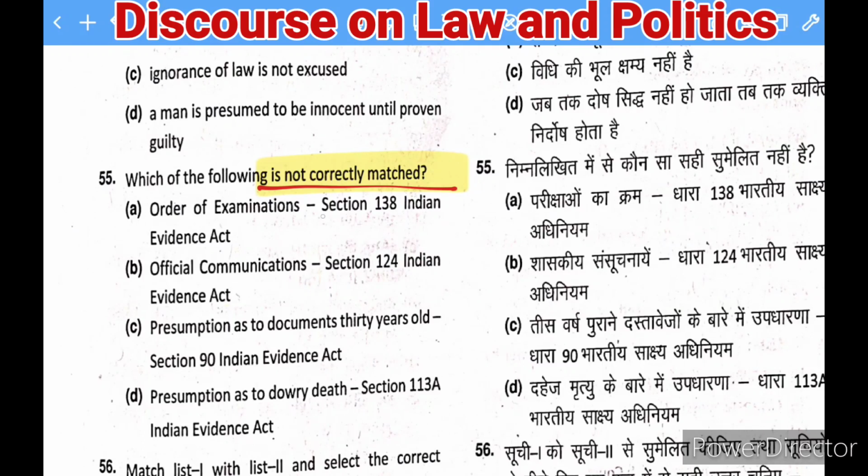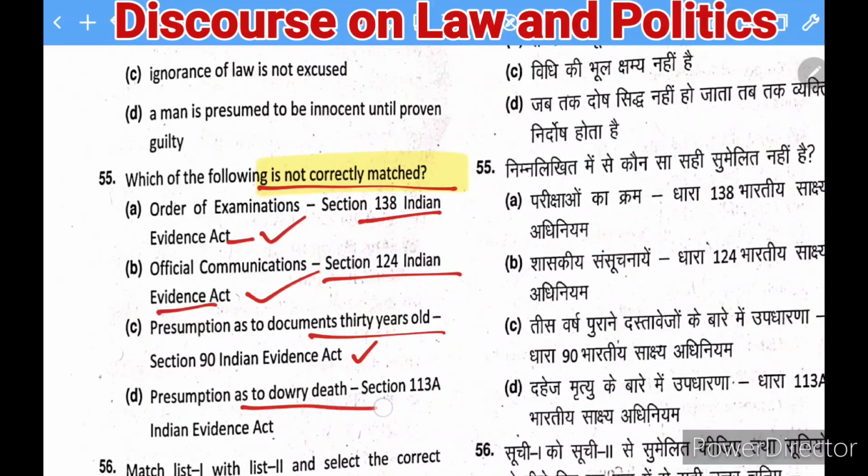So you see here, order of examination, section 138. Yes, it is correctly matched. Official communication, section 124 Indian Evidence Act. Yes, it is correctly matched. Presumption as to document 30 years old, section 90, it is also correctly matched.